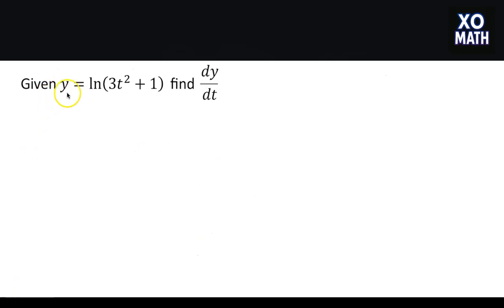In this example, I'm given y equals natural log of the quantity 3t squared plus 1, and we want to find dy/dt. So find the derivative of the function y with respect to the variable t. My function is a composition, natural log of the quantity 3t squared plus 1. This is not multiplication, so this would not be the product rule. So we need to use the chain rule when I have a composition.